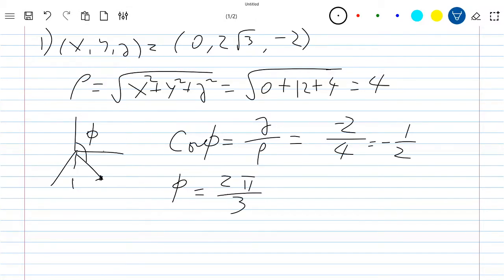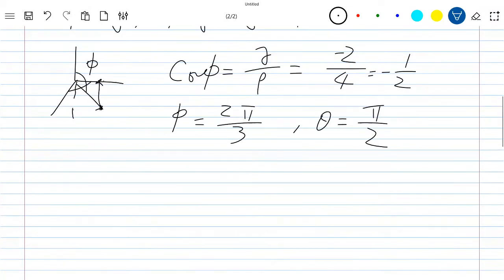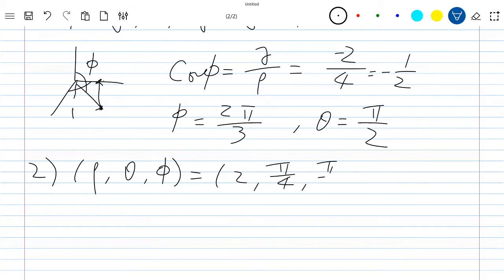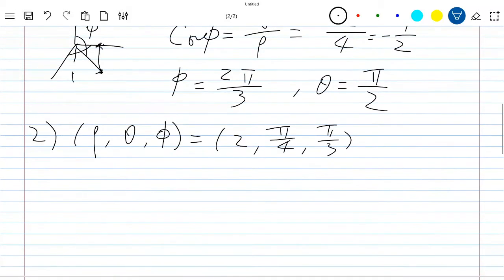Alright, then what is theta? Well, if you project this point onto the xy plane, you will see it's right on the y-axis, because x equals 0. So that's theta, and you can see theta equals pi over 2, because it's on the positive y-axis. Right? So let's see, if we know rho equals 2, theta equals pi over 4, and phi equals pi over 3, can we recover x, y, z?